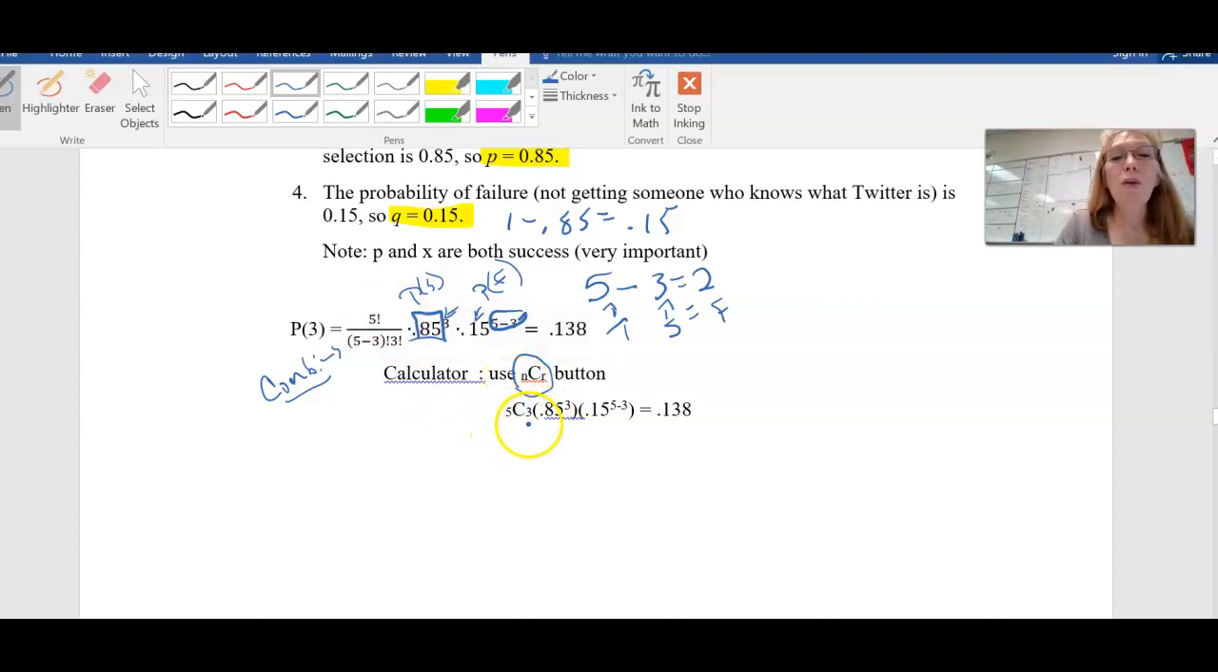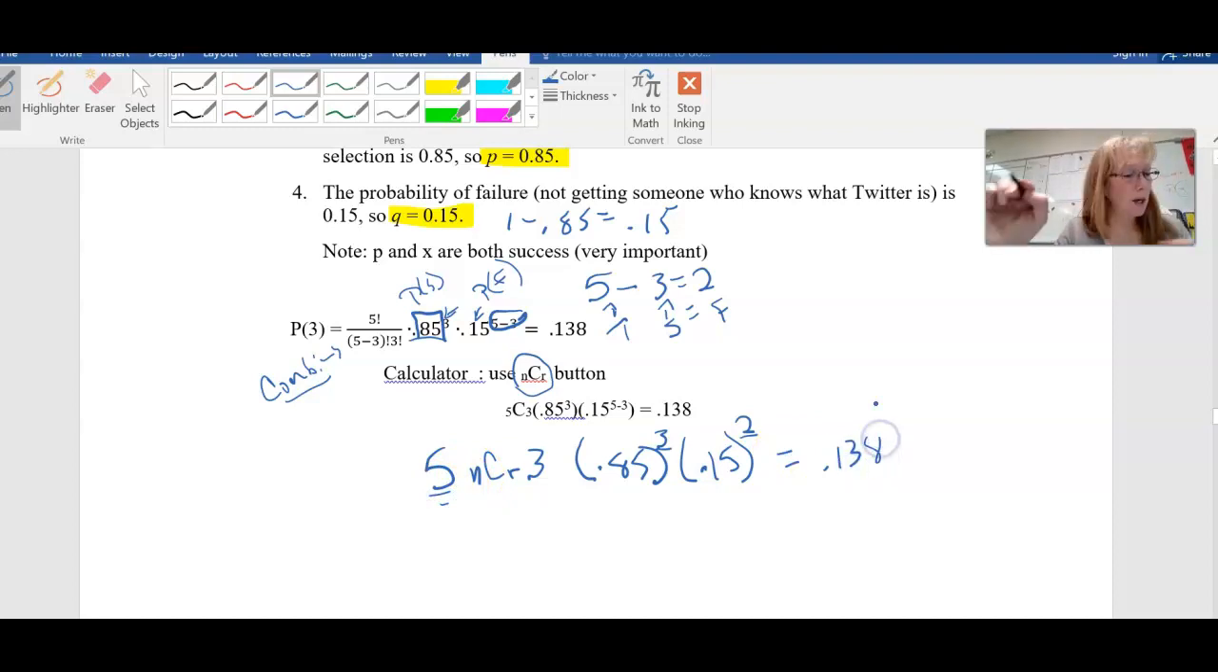So we have 5 choose 3. Remember, that's the nCr button on your calculator. You have to do this. Then you take your probability of success to the number of times you want them, which is 3. My probability of failure times my number of failures, which is 2. These two numbers have to always add to my total. And that gives us 0.138 when you type that into your calculator. Hopefully you did that right and you practiced.